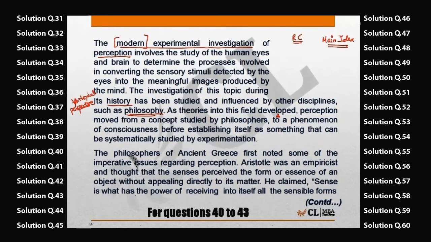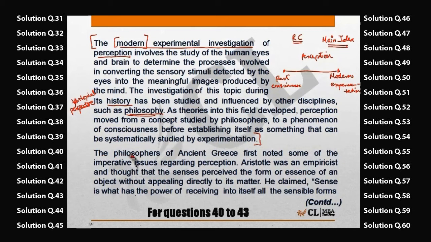As theories into this field developed, perception moved from a concept studied by philosophers to a phenomenon of consciousness before establishing itself as something that can be systematically studied by experimentation. So it's about how perception evolved from the past to the modern. So that's the idea. For the time being, we'll leave out the details. We'll come back if a question forces us to read the details.